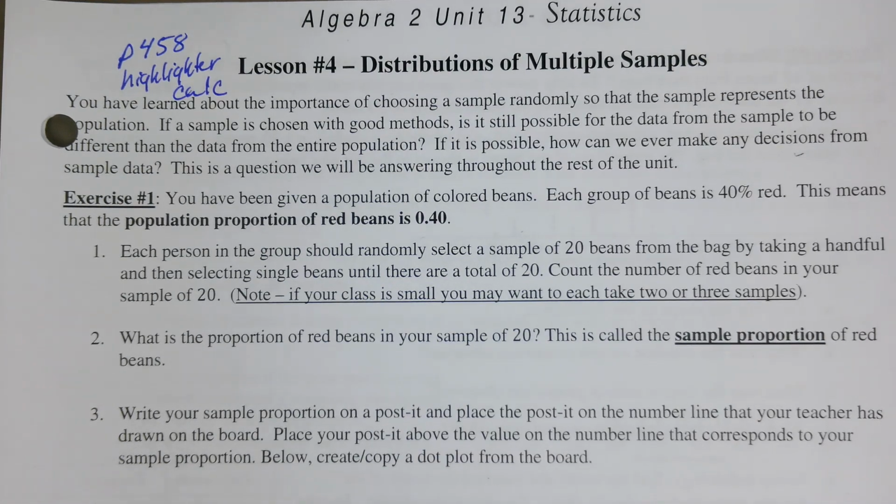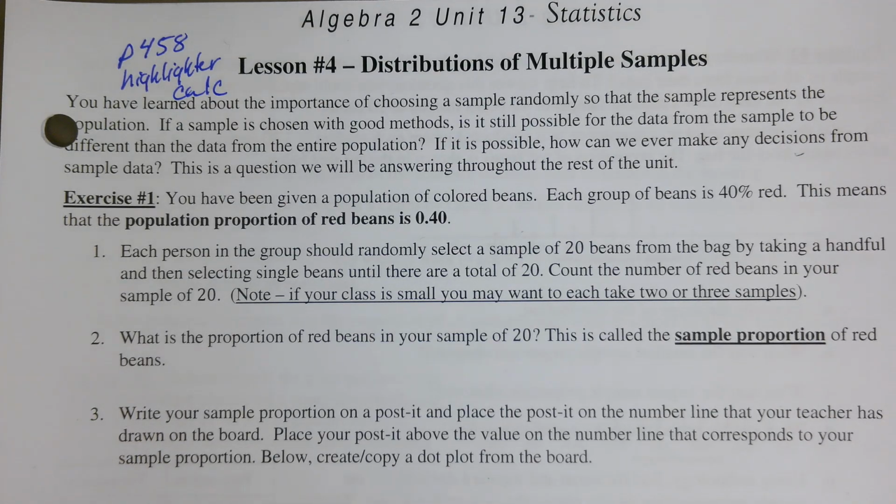So we've learned the importance of choosing a sample randomly so that the sample represents a population. If a sample is chosen with good methods, it's still possible for the data from the sample to be different than the data from the entire population. So if that's possible, how can we ever make any decisions from data sample? And this is a question we'll be answering for the rest of the unit.